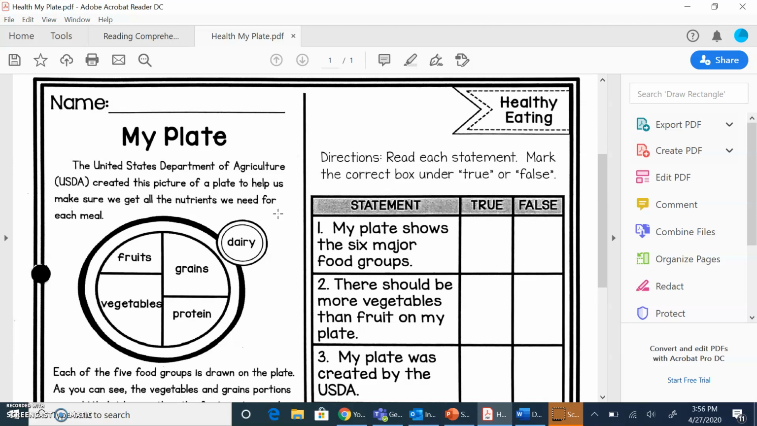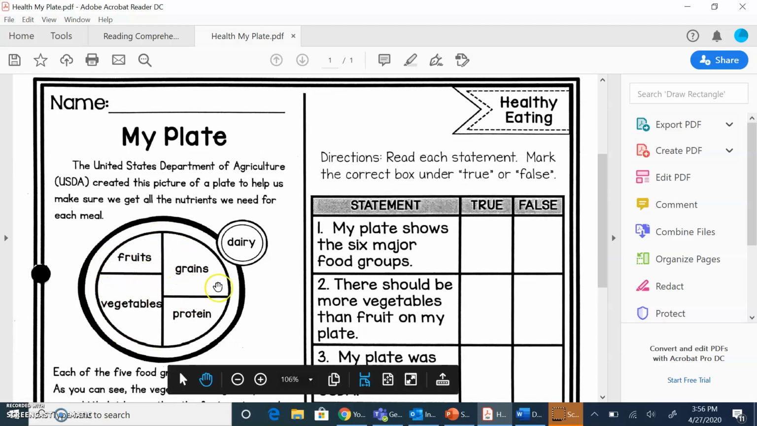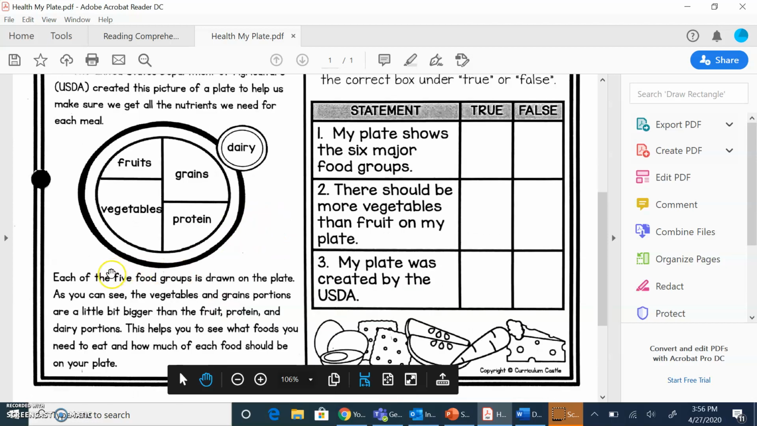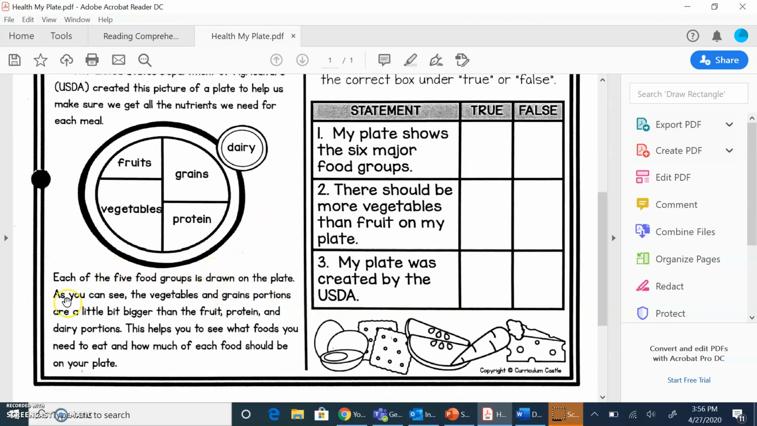The United States Department of Agriculture, or the USDA, created this picture of a plate to help us make sure that we get all the nutrients we need for each meal. So if you look, here's the fruits portion, vegetables, grains, and protein. And dairy. Each of the 5 food groups is drawn onto the plate.